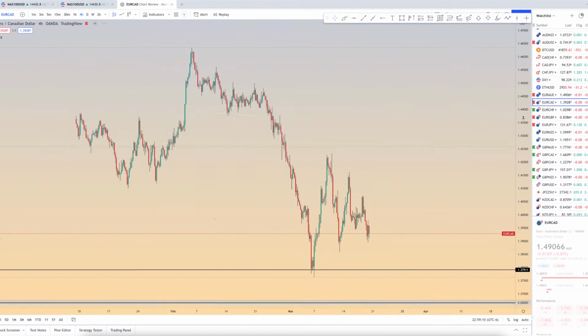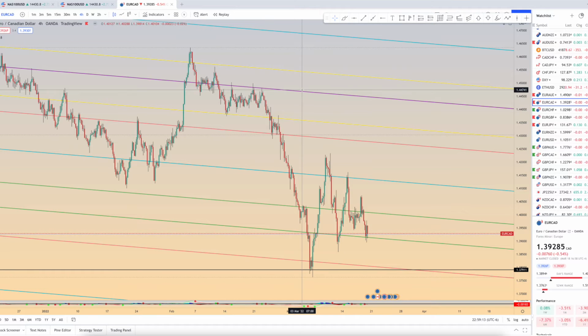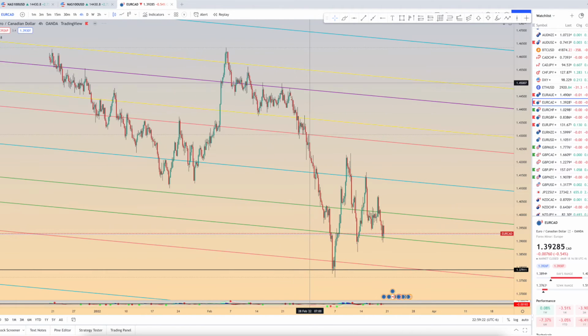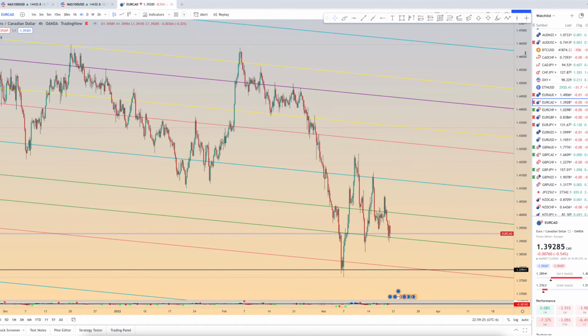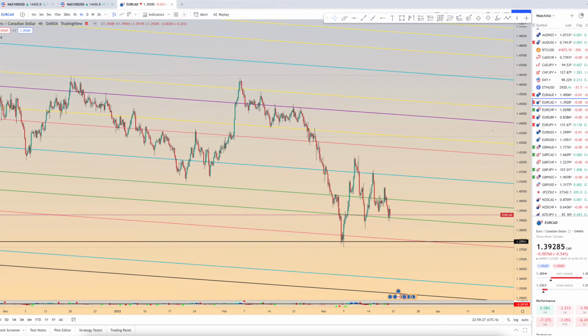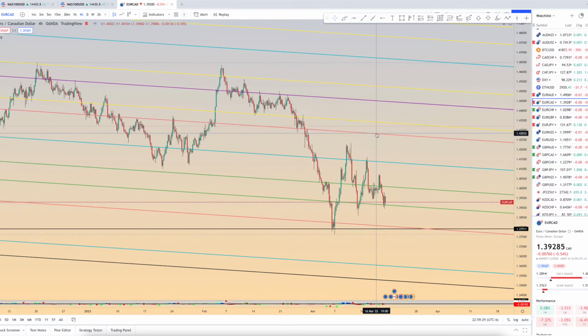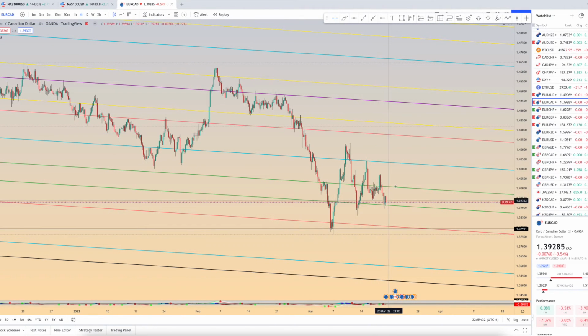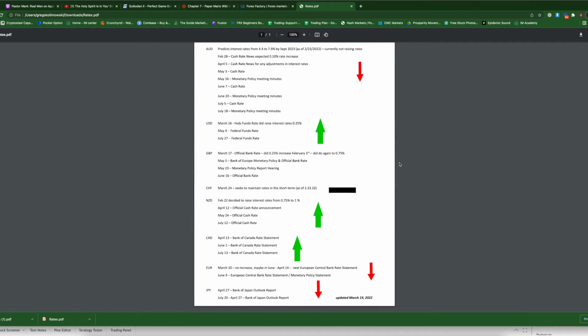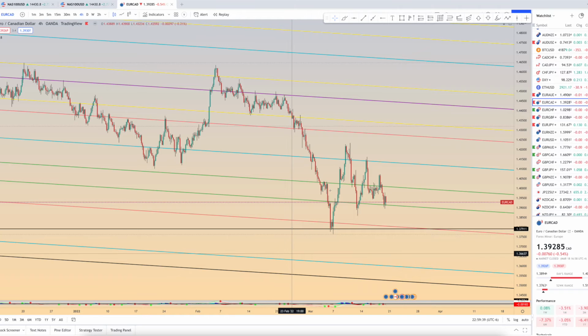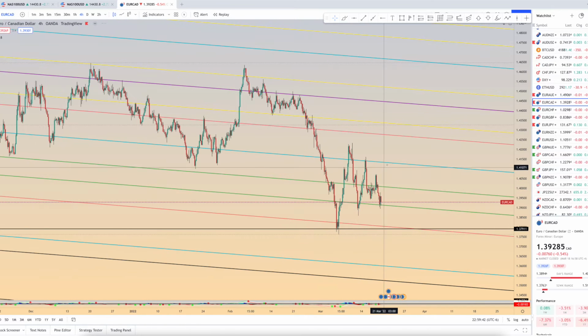Okay, now Eurocad, just bear with me for a second. Eurocad. Same idea as Euro AUD. We're probably going to be seeing a little bit more retracement towards the upside. However, the Canadian dollar is going to be much stronger than the Aussie dollar. So I have a feeling we're going to get a little bit of a retracement, but then we're going to be going much lower.